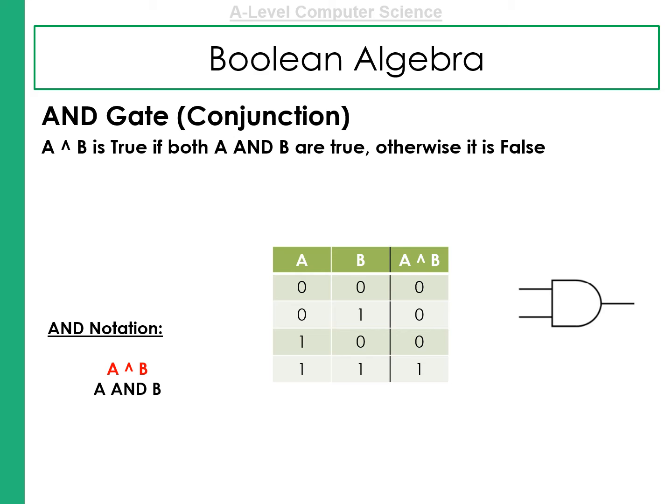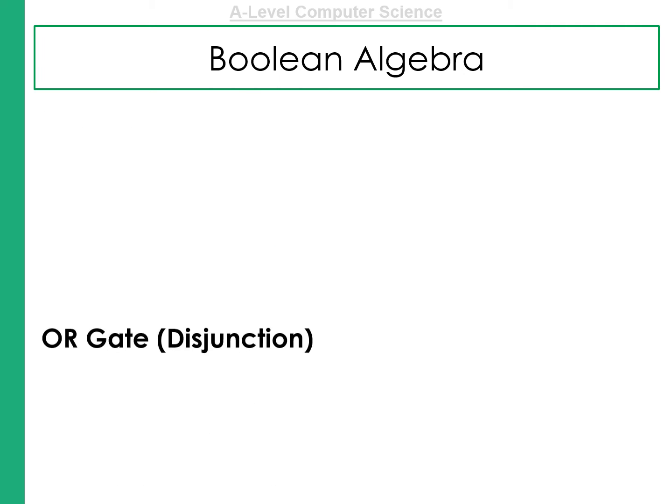First of all, we have the AND gate, sometimes called a conjunction. The output is only going to be true if both A and B are true, otherwise it's going to give a false output. Notice the notation which is highlighted in red. It's like a small hat which represents AND. It looks like the letter A. And the symbol on the right hand side is the symbol used for the shape.